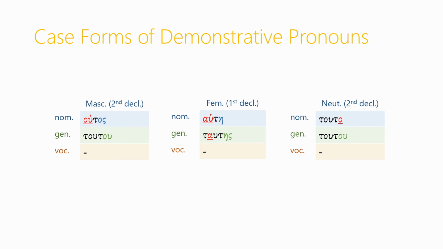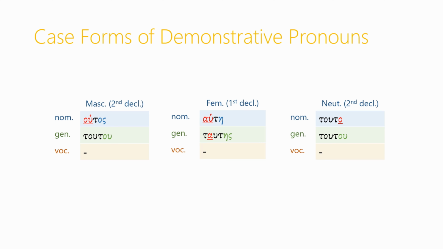Things are a little bit more complicated, at first at least, with the genitive forms of demonstrative pronouns. So if you remember, the demonstrative pronoun, or this, was in the nominative case, houtos for the masculine, haute for the feminine, and touto for the neuter. What makes this a little bit complicated is not actually that the genitive forms are weird, it's that these nominative forms you learned are each a little bit irregular.